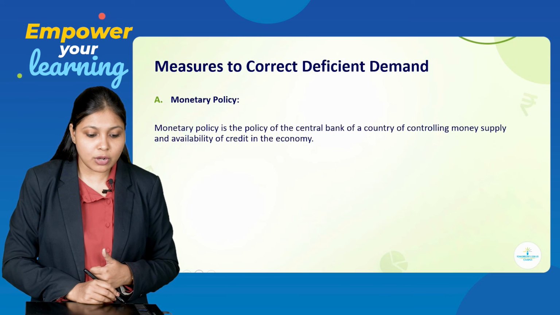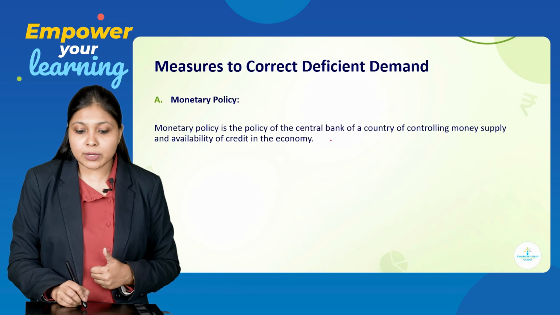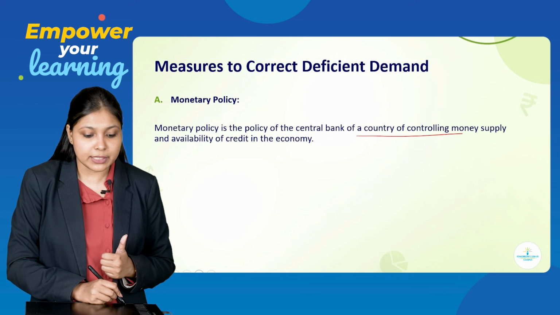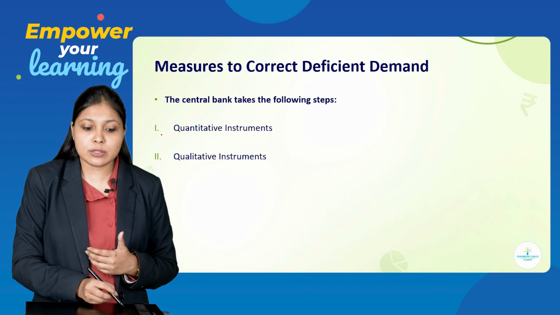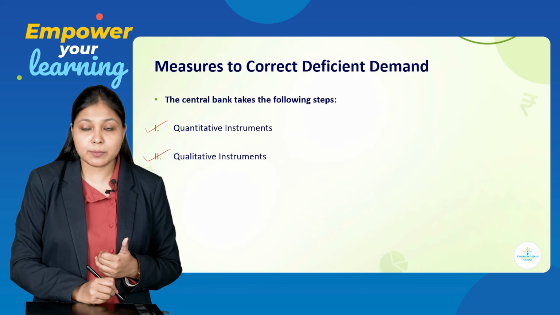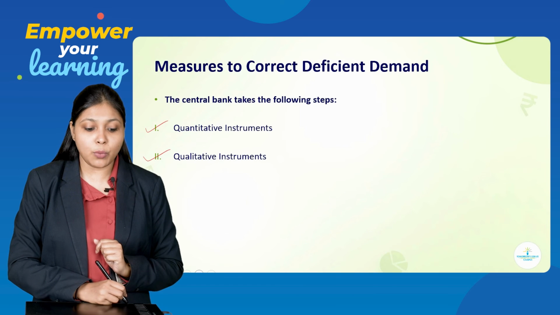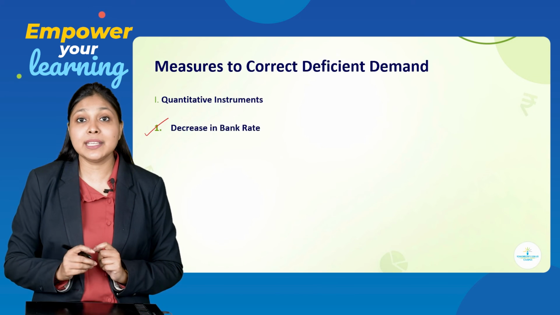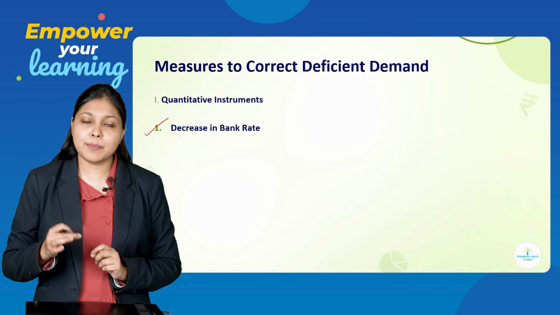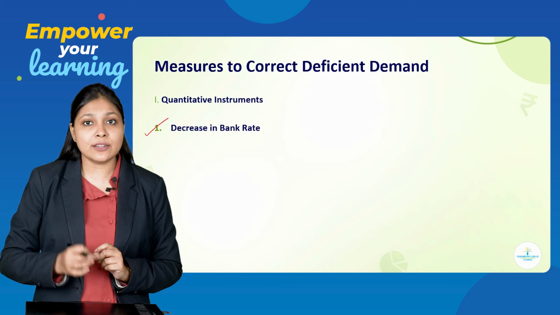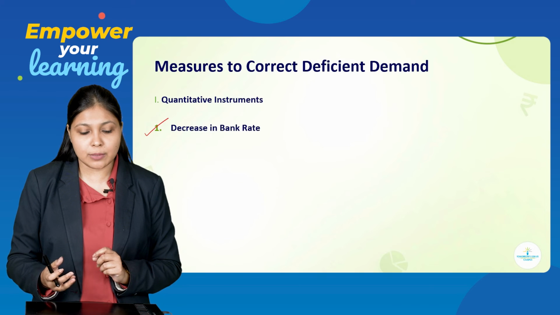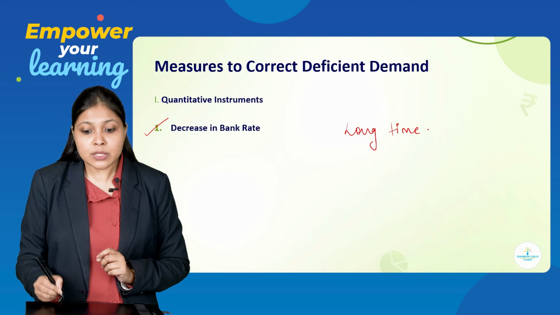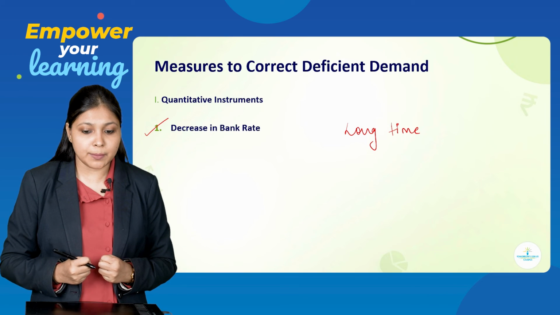So first of all, let us talk about monetary policy. It is the policy of the Central Bank of a country for controlling money supply and availability of credit in the economy. Again, here also we have two instruments, quantitative instruments and qualitative instruments. First of all, quantitative instruments. Here, decrease in bank rate. What is bank rate? Bank rate is the rate at which the central bank provides loans to the commercial banks for a longer period of time.